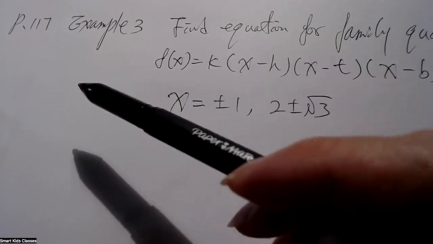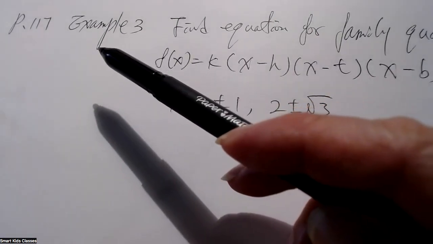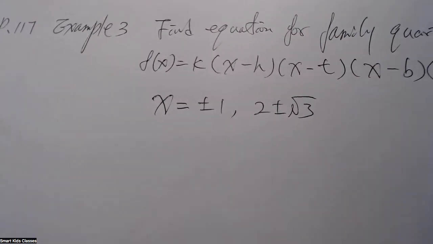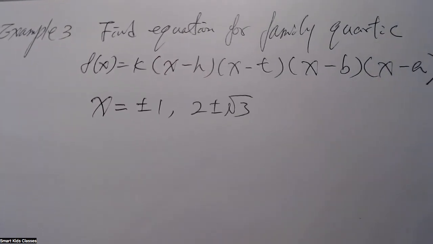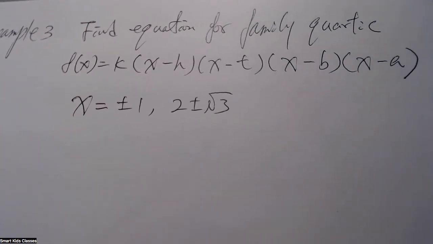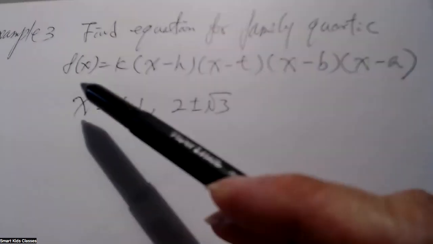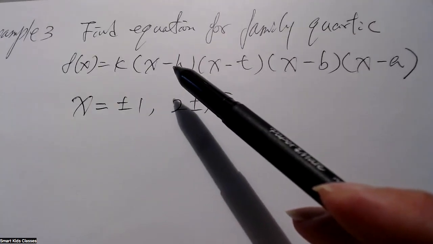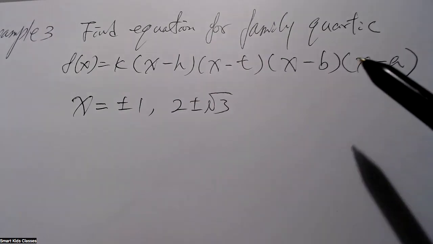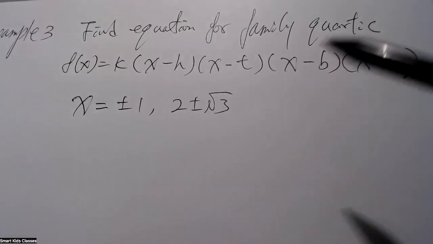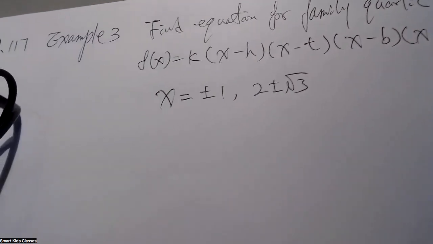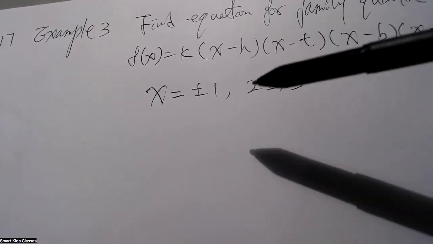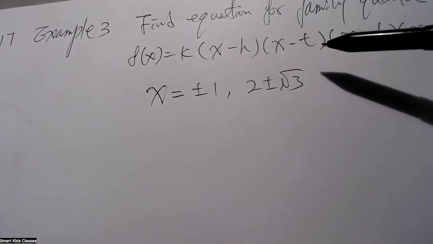Now we're going to do example 3 on page 117. Find the equation for the family of quartic functions. Quartic means exponent 4, so we write the formula first. It has four x-intercepts, and the x-intercepts are given by the example. Now we're going to plug them into the formula.